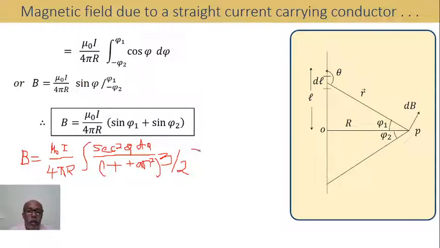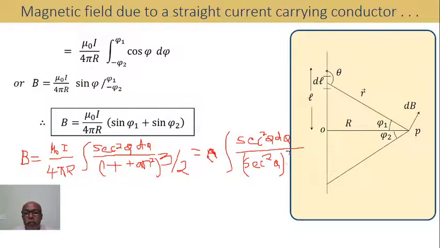This can be rewritten as: the constant stays as it is here, I am leaving the constant. There are constants over here. Integral secant square phi d phi, whole divided by 1 plus tan square phi, which is again secant square phi, whole power 3 by 2.